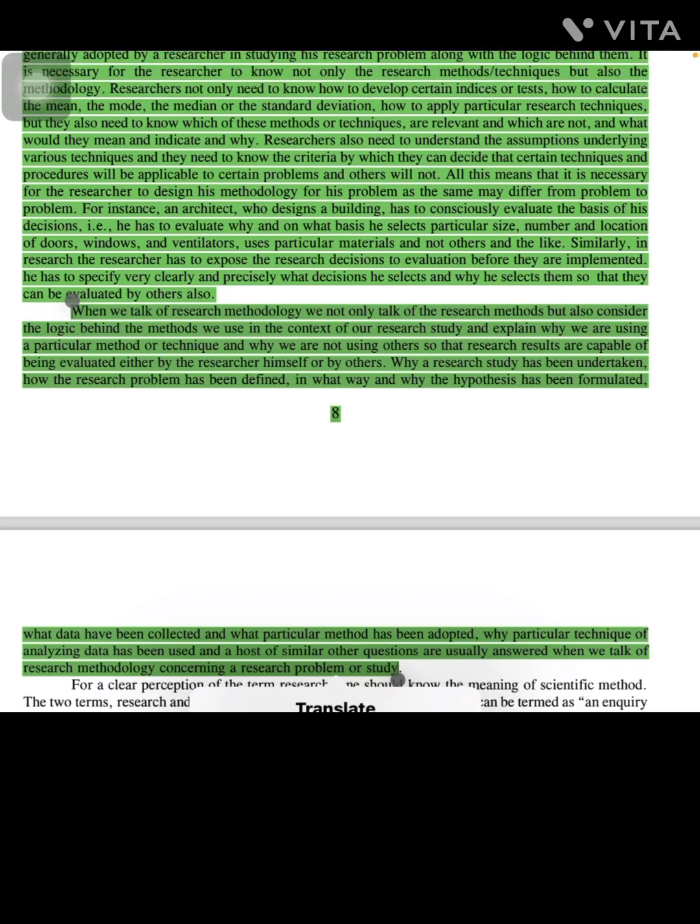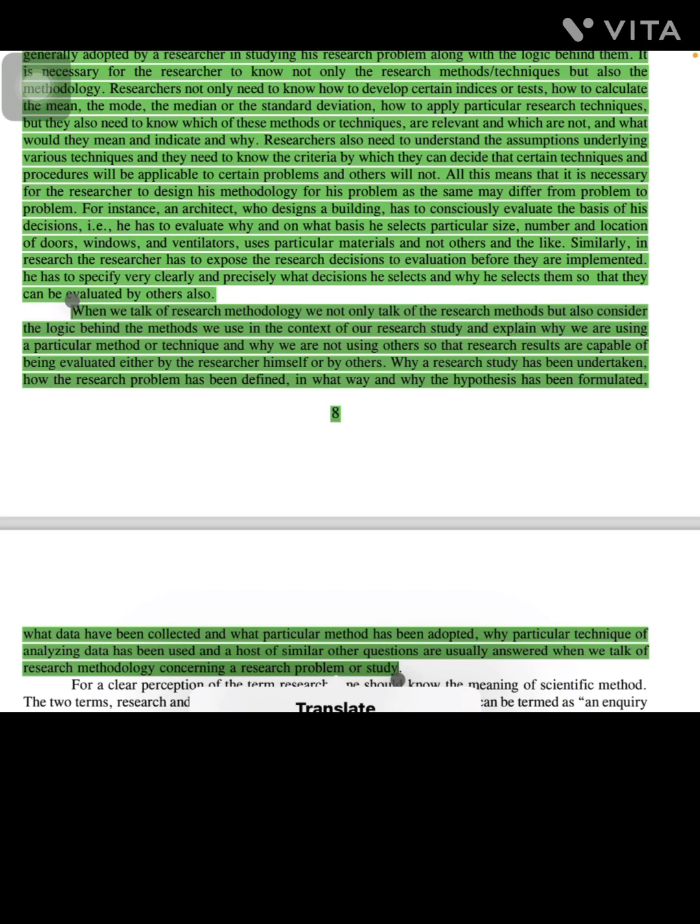When we talk of research methodology, we not only talk of the research methods but also consider the logic behind the methods we use in the context of our research study and explain why we are using a particular method or technique and why we are not using others, so that research results are capable of being evaluated either by the researcher himself or by others.